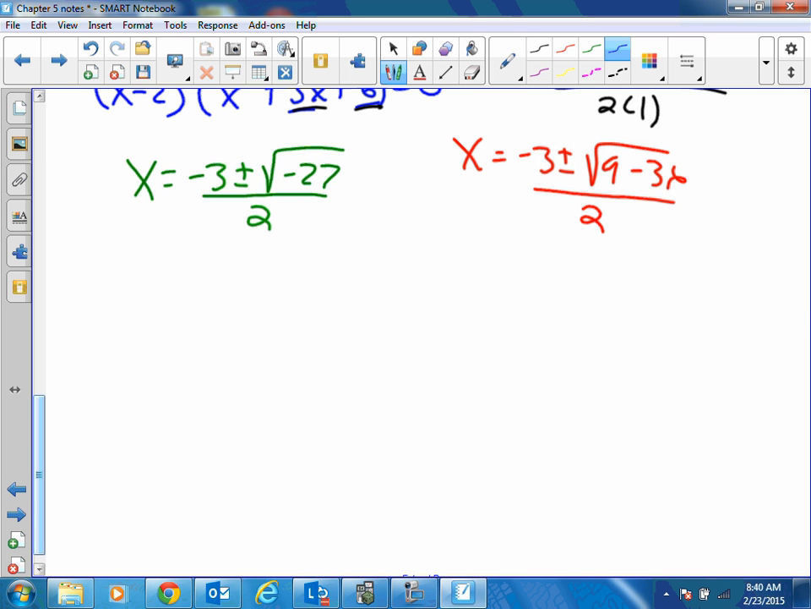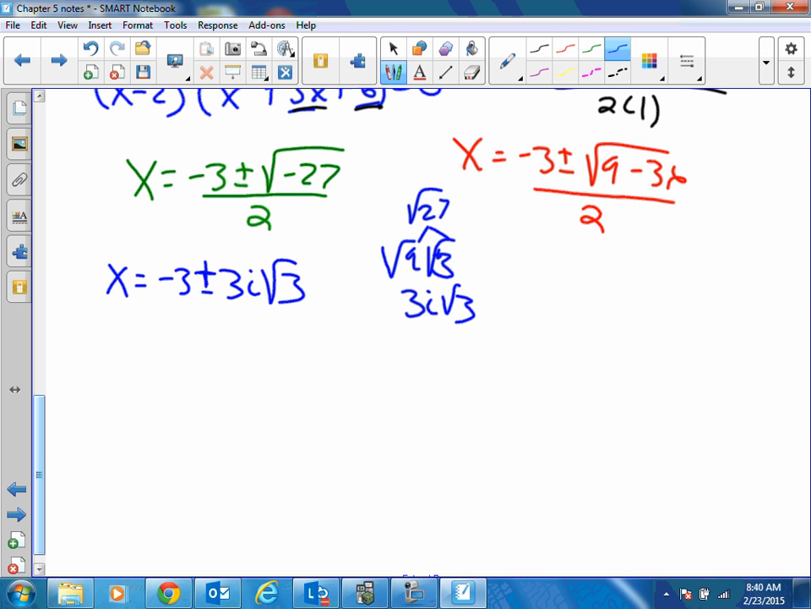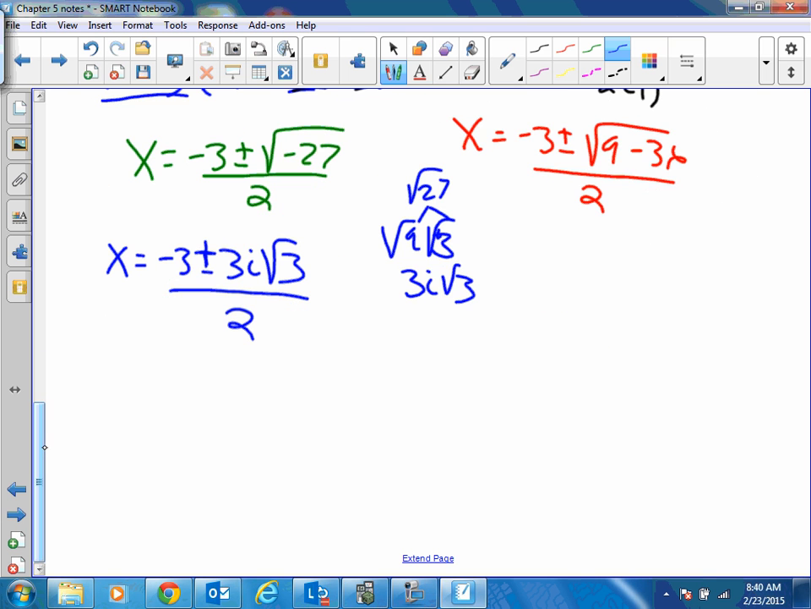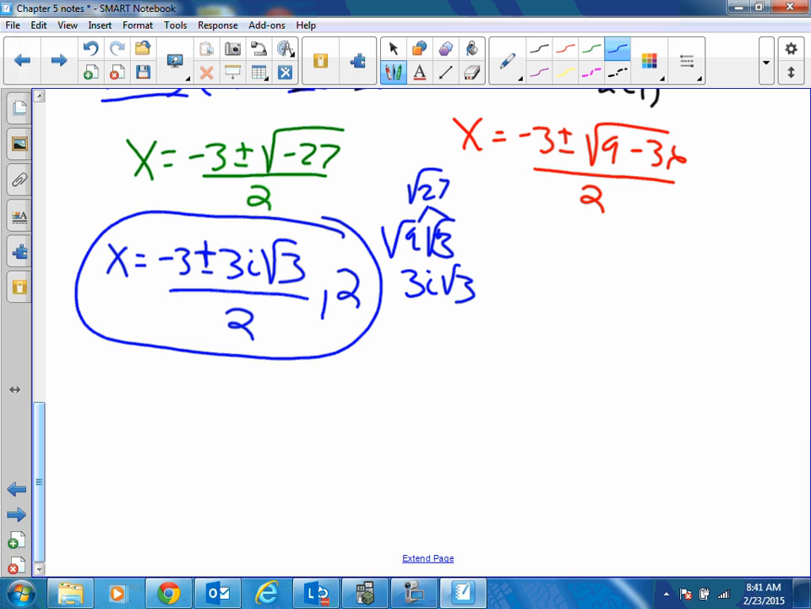So if we keep breaking that down, 27 breaks down into 9 and 3. The square root of 9 would be 3, and we have a negative, so it would be 3i square root of 3. So we'd have x equals negative 3 plus or minus 3i square root of 3, all over 2. Okay, so those would be 2 of our answers, plus the one we have right here, what makes x minus 2 go to 0, which is 2. Now obviously, we can't have an imaginary answer for the ice sculpture, so our answer is just 2, okay?